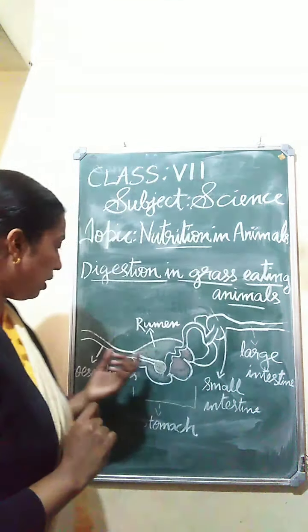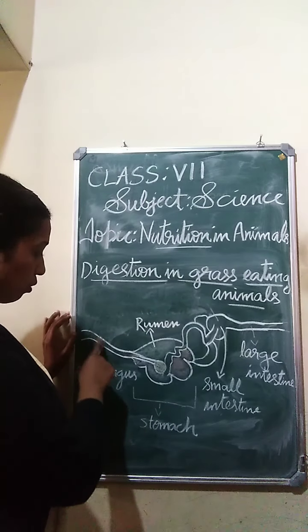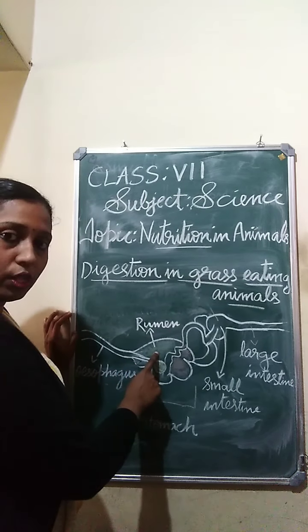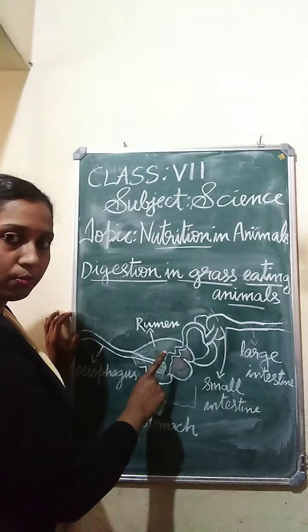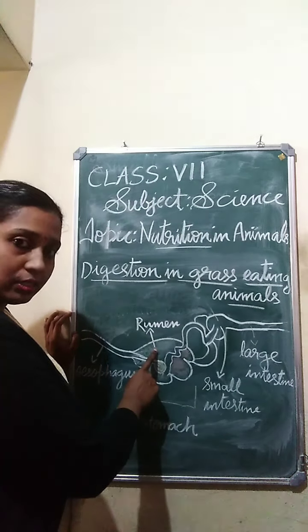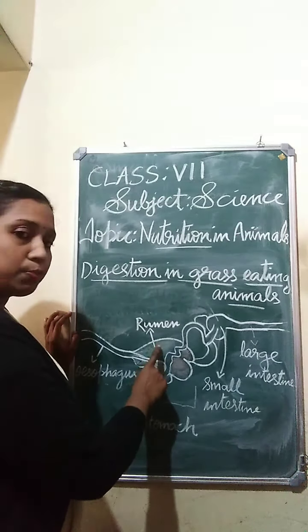So starting with the mouth, food then goes to the esophagus, then it goes to the rumen. Rumen is the first chamber in the stomach, and it is the largest chamber. Then it is partially digested.